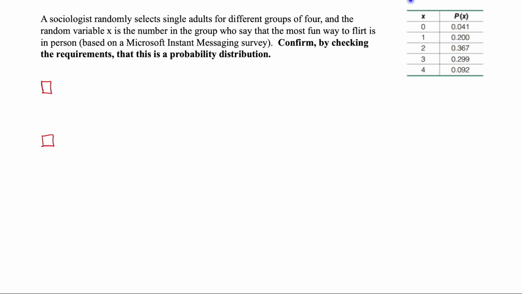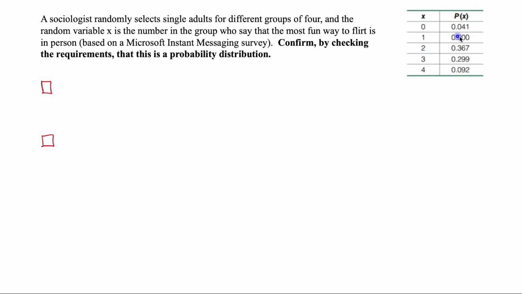Hello, in this video, we are going to go over what we need to do to confirm that this is a probability distribution. So you're given some context and you're given some probability distribution table. You can tell this is a probability distribution table because it displays random variable values here, and then P of X, meaning the probability values are between 0 and 1.